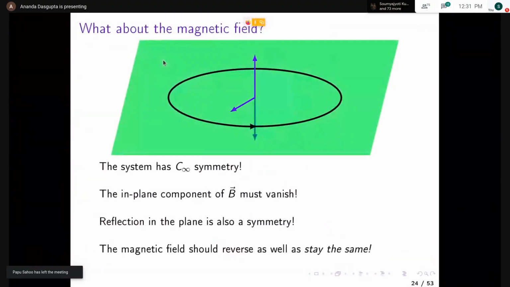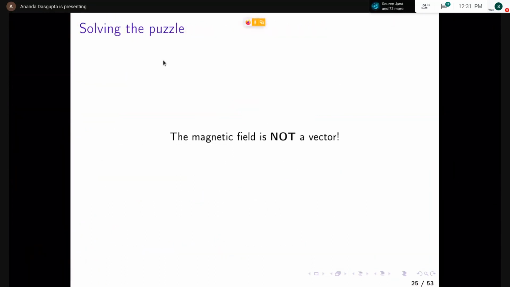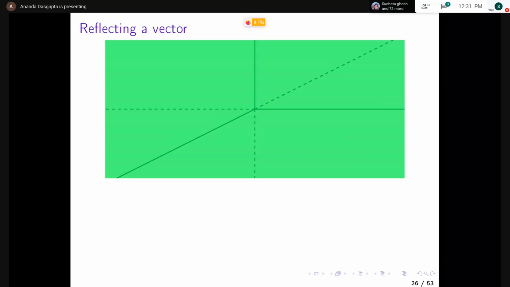And the answer to this puzzle is this: the magnetic field is not a vector. Now, that's a big thing to say, but just bear with me a while and I will explain what this statement means. Well, to understand this, let us think about what happens when you reflect a vector. Imagine that the green rectangle that you see in front of you is a mirror. It's a transparent kind of mirror, so you can also see what's happening behind it.